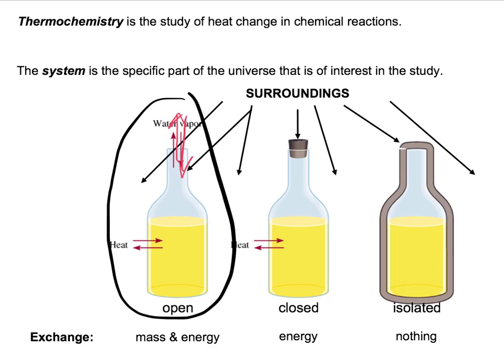The second system is called closed. It's closed because it has a cap. So the mass cannot go in or out, so it stays the same. The only thing that can be exchanged here is the heat. So the heat can go into the system or out of the system. The third bottle represents an isolated system. Isolated means that there's no mass going in or out, and there's no heat going in and out. So there's no exchange of anything.